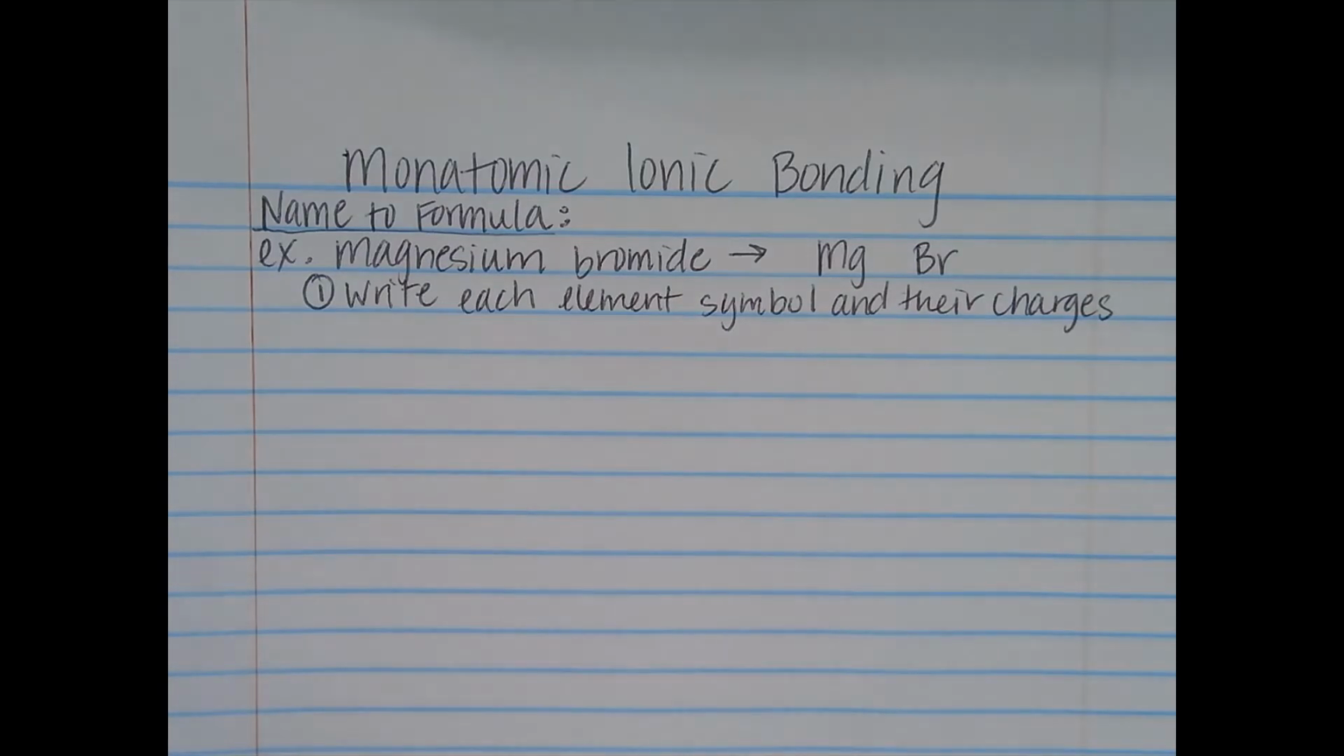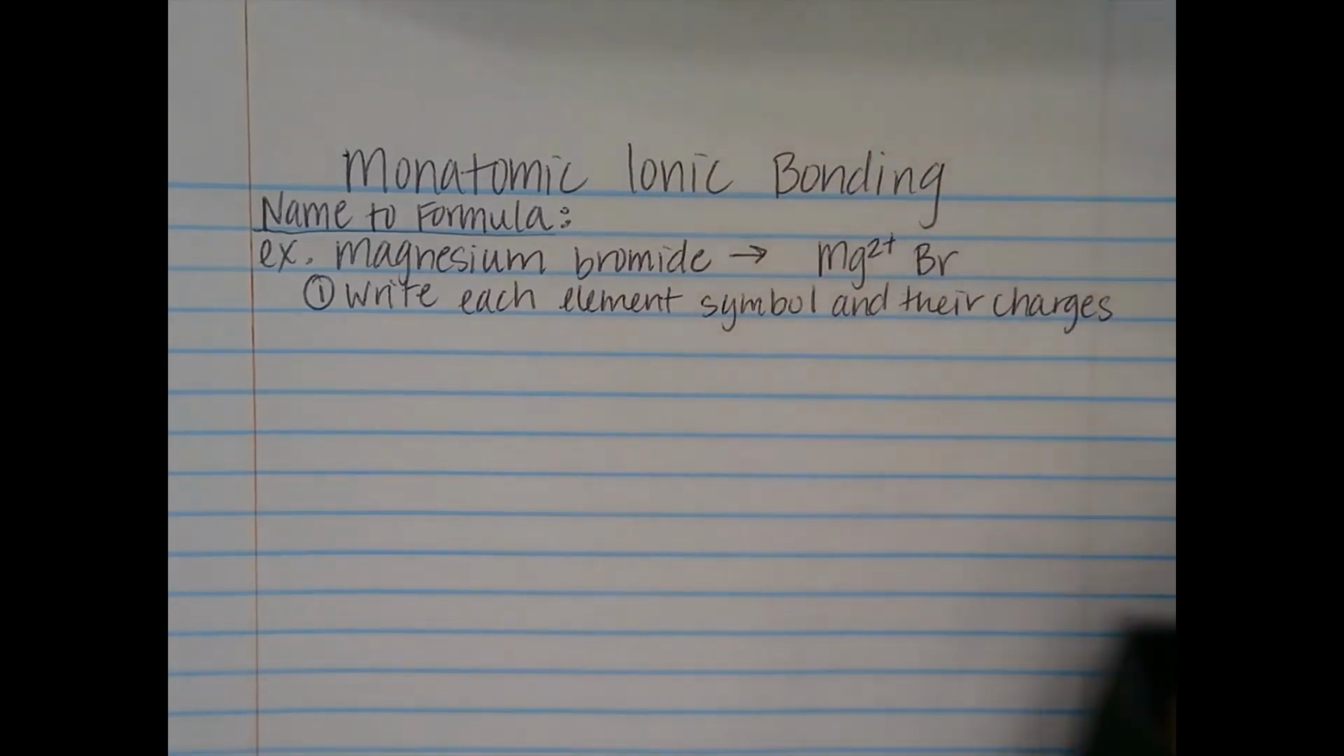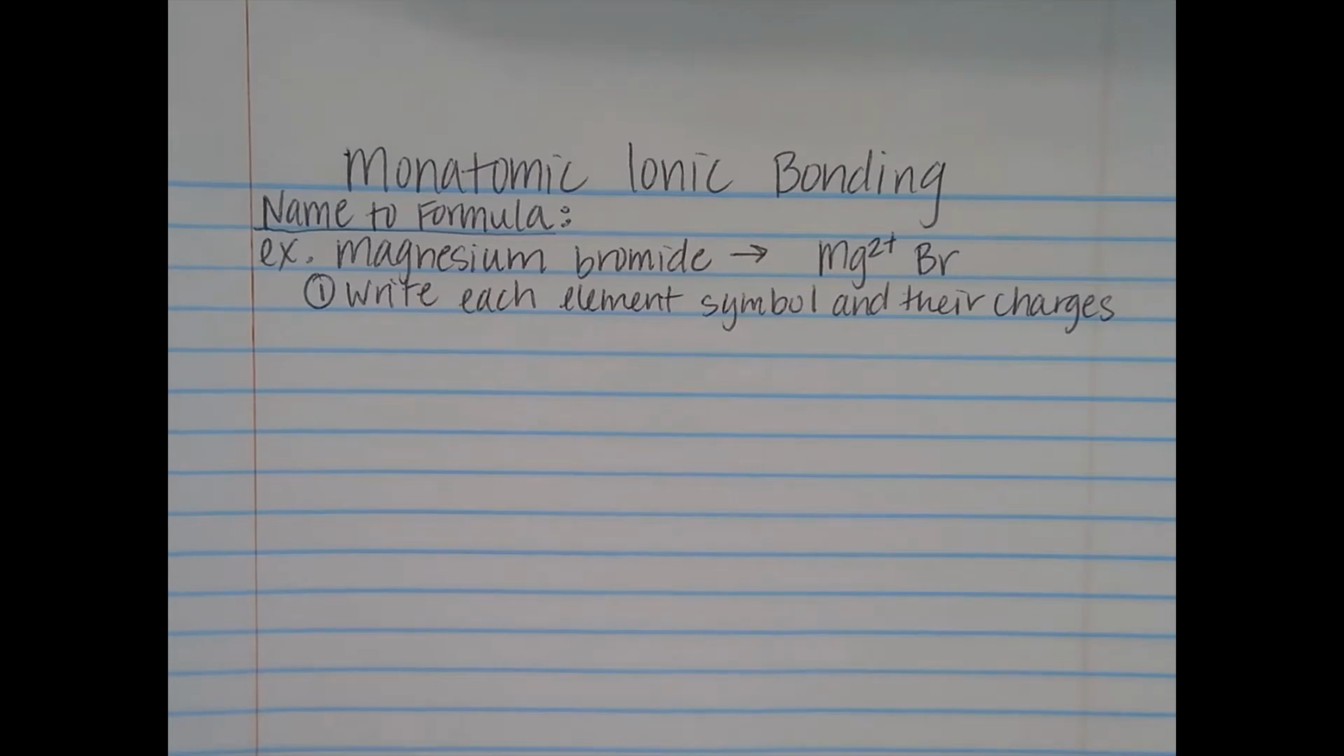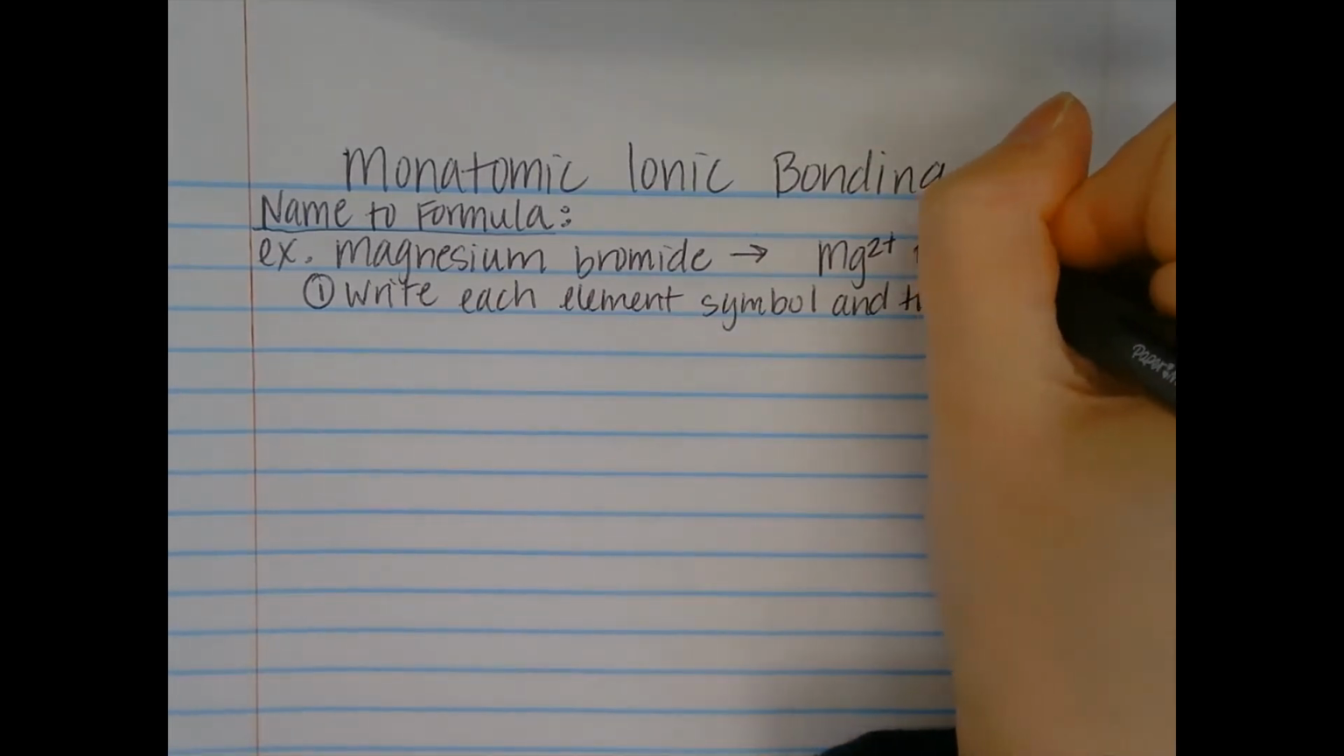So magnesium is in group 2A, so because it's in group 2A, it has 2 valence electrons to give as a metal, so it's going to form a 2+ charge. And bromine is in group 7A, which means it has 7 valence electrons, and it needs 1 more to get to that 8 octet. So bromine will form a 1- charge.